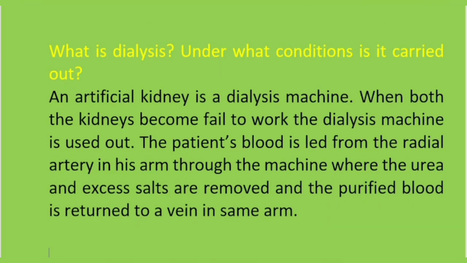What is dialysis? Under what conditions is it carried out? An artificial kidney is a dialysis machine. When both the kidneys fail to work, the dialysis machine is used. The patient's blood is led from the radial artery in his arm through the machine where urea and excess salts are removed, and the purified blood is returned to a vein in the same arm.